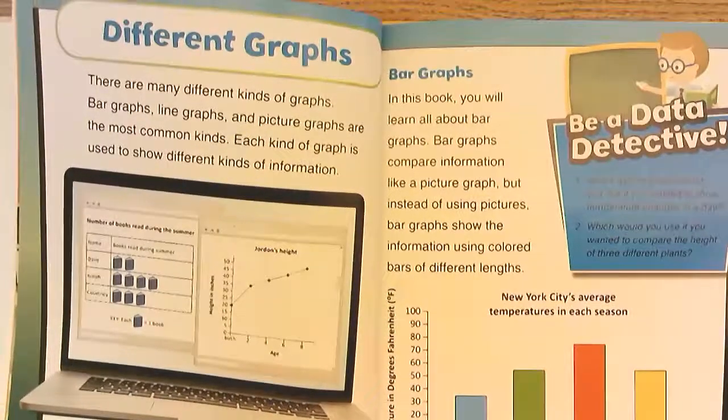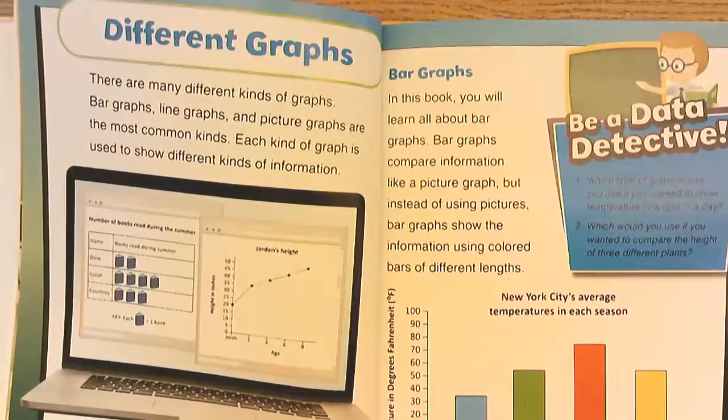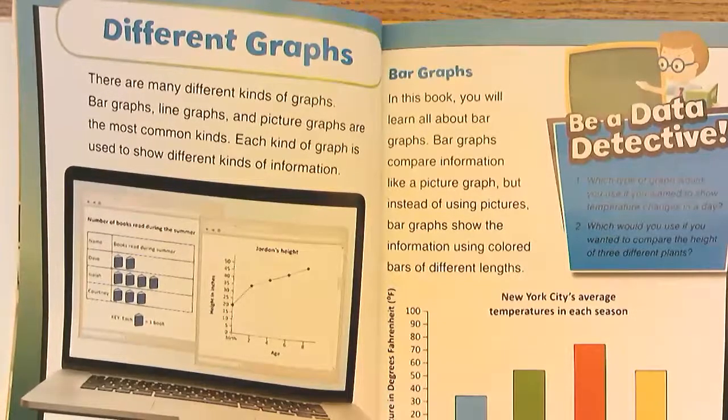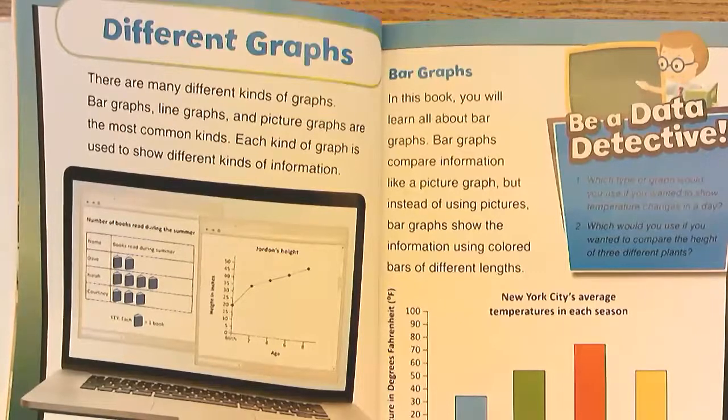Different graphs. There are many different kinds of graphs. Bar graphs, line graphs, and picture graphs are the most common kinds. Each kind of graph is used to show different kinds of information.